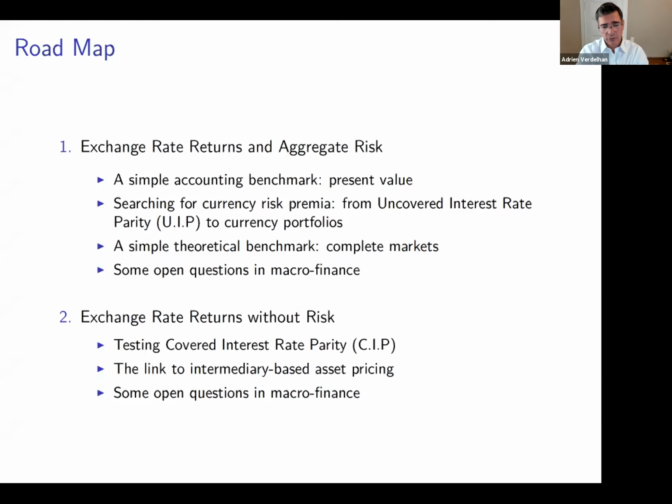Hanno and I thought that the natural first step would be to restrict the set of assets that people can trade. Instead of assuming that they can trade all those contingent claims, let's assume that they can trade only a few assets. And to go really to the extreme, we assume that they could trade only treasury bills. Treasury bills at home, treasury bills abroad, and assume that they can't trade anything else. So that's a very, very segmented market view of the world, if you want.